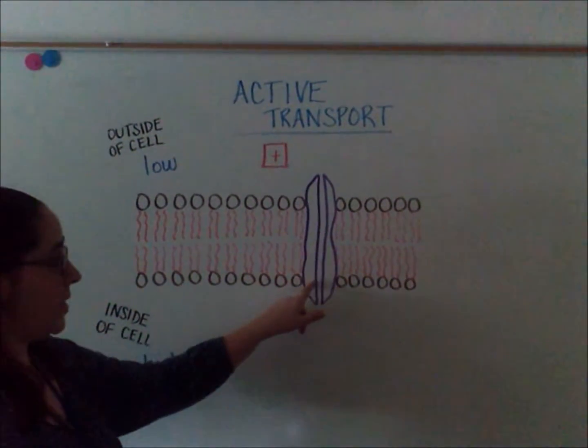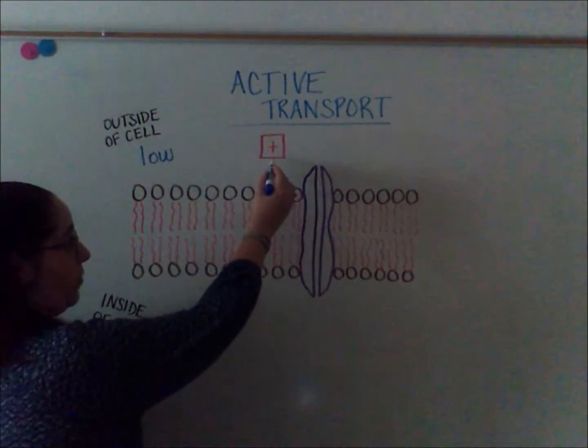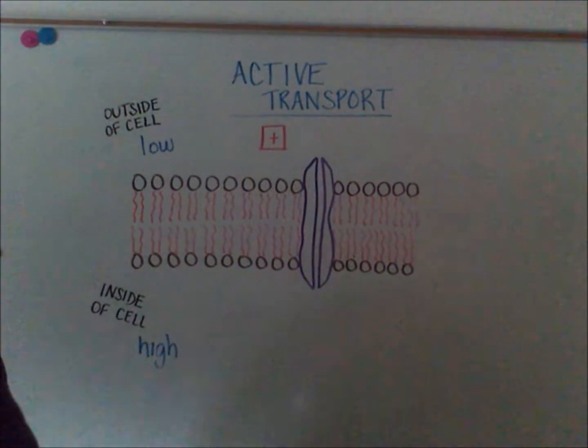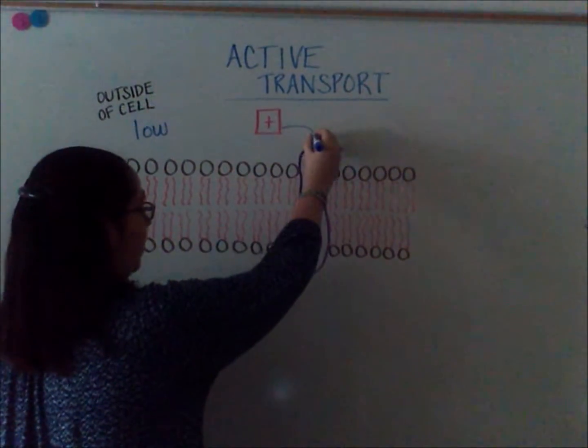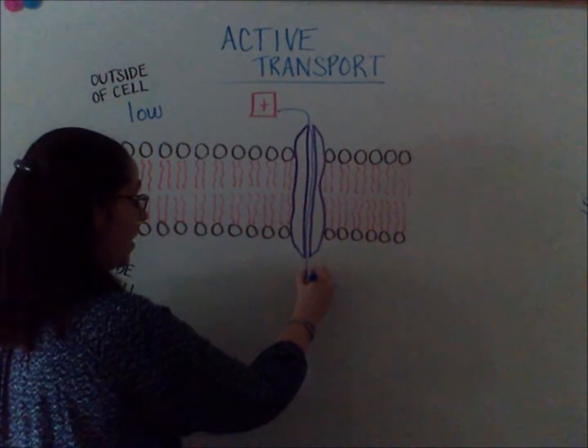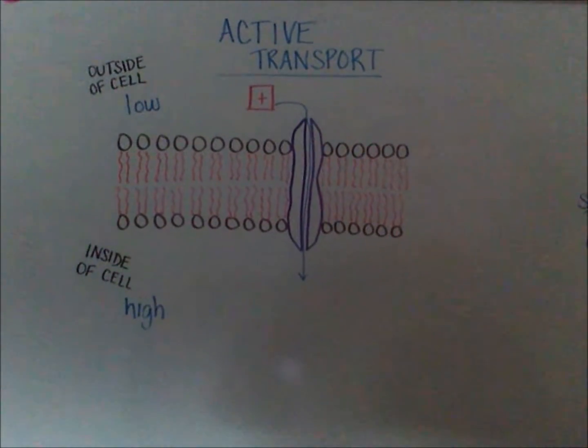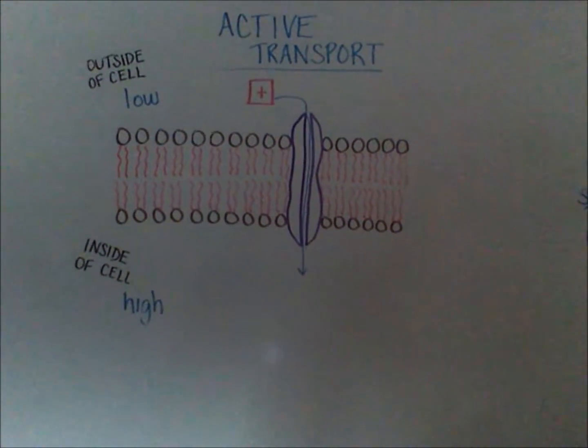This uses the protein as well. And because it's usually for ions, that's why I have the charged plus in the middle of the square there. It goes through the protein again, just like facilitated diffusion, but because it's going from low to high, remember, it uses energy.